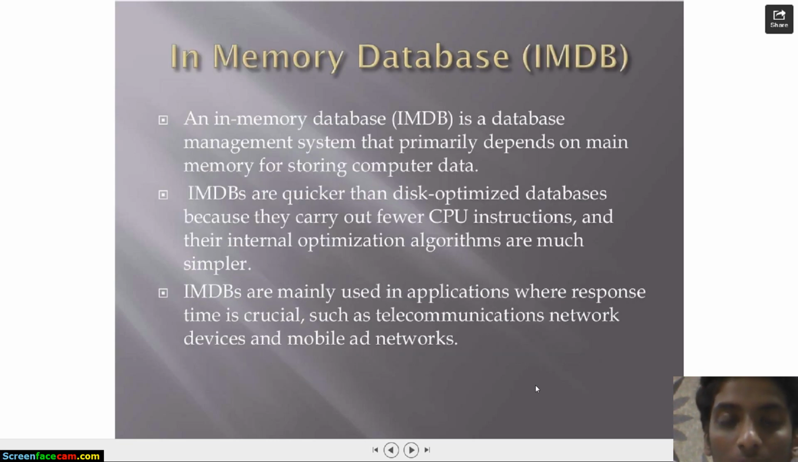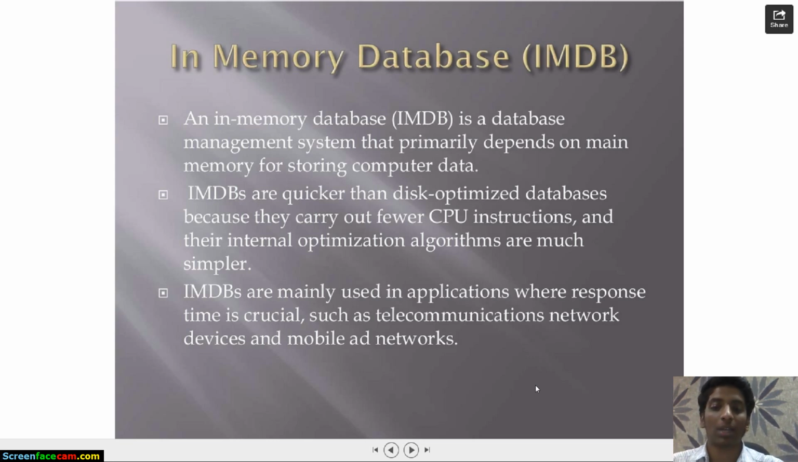In-memory databases. An in-memory database is a database management system that primarily depends on main memory for storing computer data. IMDBs are quicker than disk-optimized databases because they carry out fewer CPU instructions, and their internal optimization algorithms are much simpler. As we saw in the previous slide, the architecture itself has some algorithms being implemented. In the case of databases, there are internal optimization algorithms which make things simpler, whether it comes to indexes or to the way the database is being stored. So optimization algorithms are implemented.